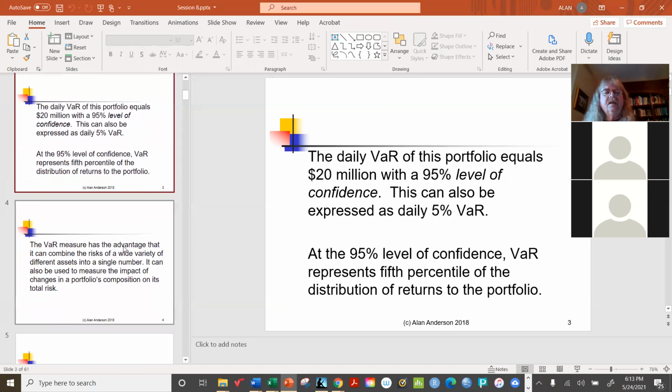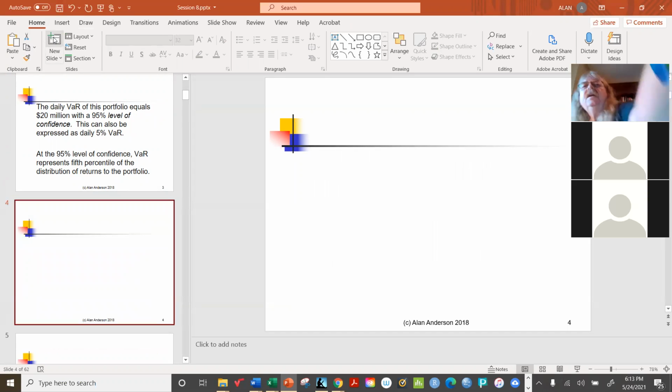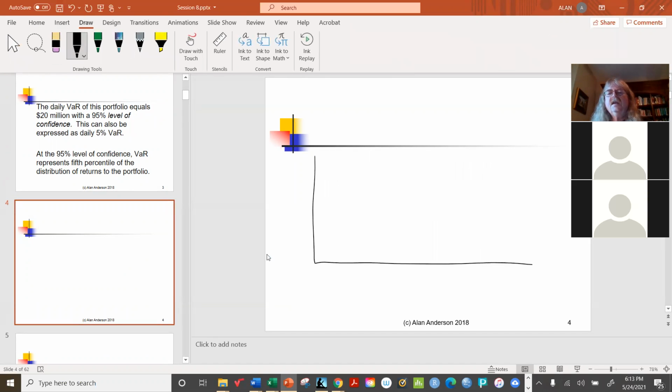Now, let's take a little detour here. What exactly is happening? Imagine you've got a lot of data about this stock, and you know from experience what's likely to happen with the returns to IBM stock. So let me just draw up a quick little diagram here. And so we can create what's called a histogram, which basically represents the returns to IBM stock.